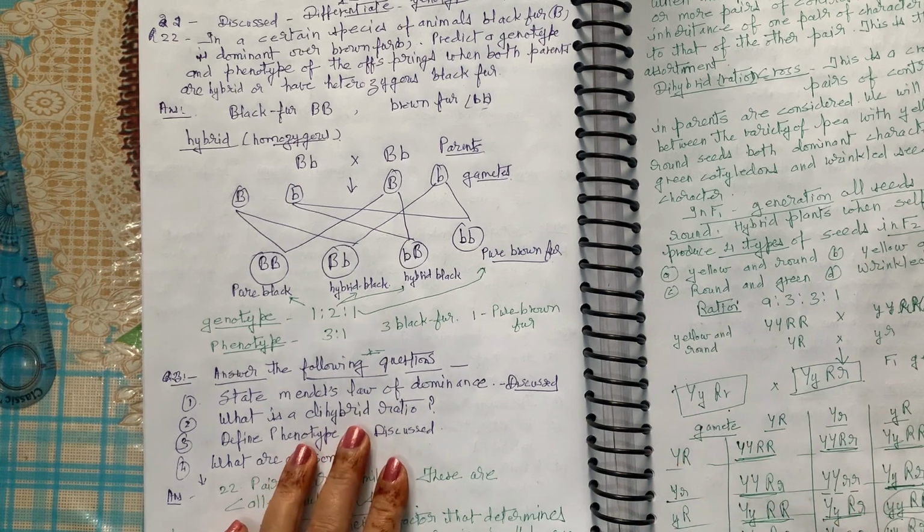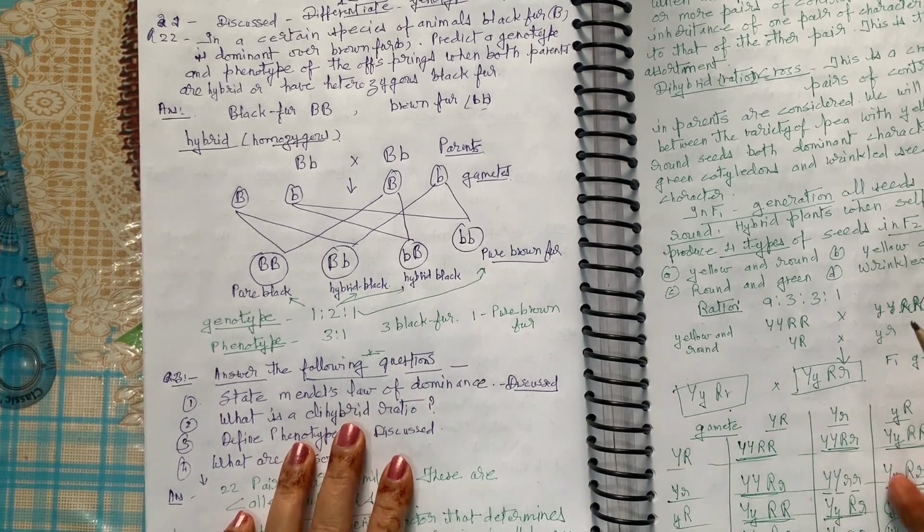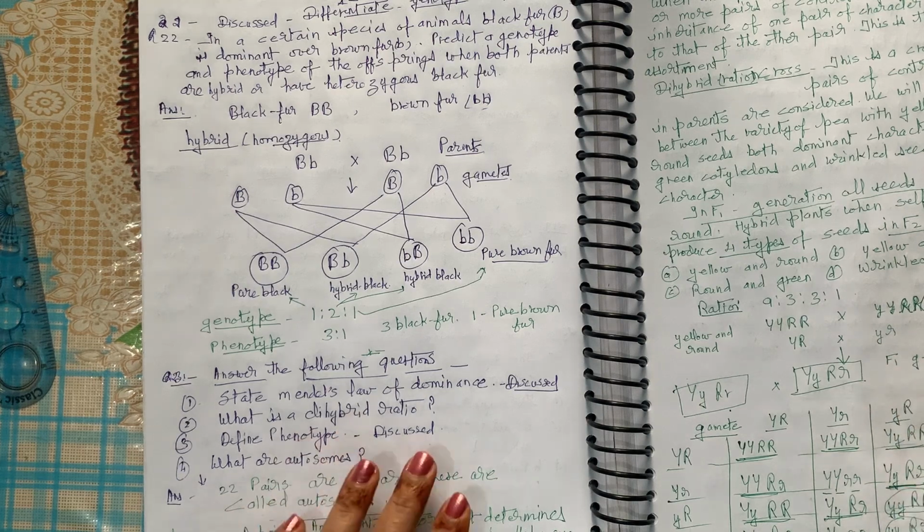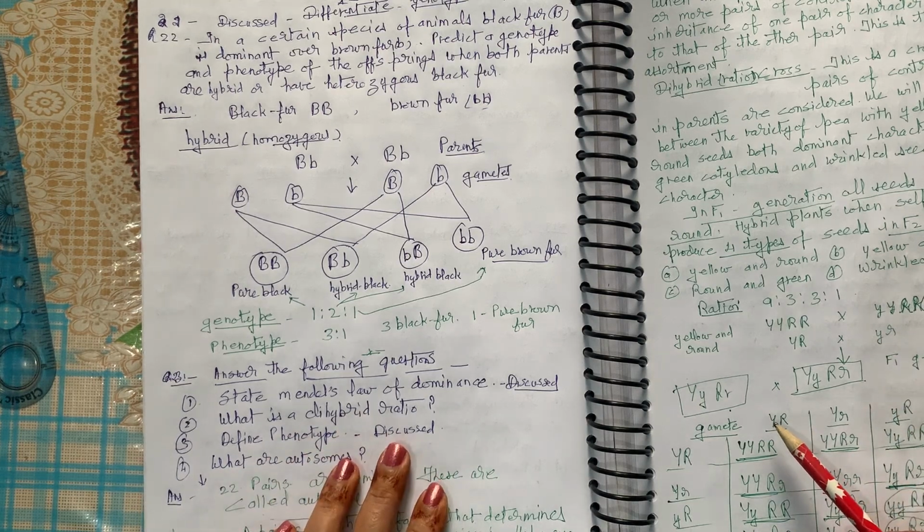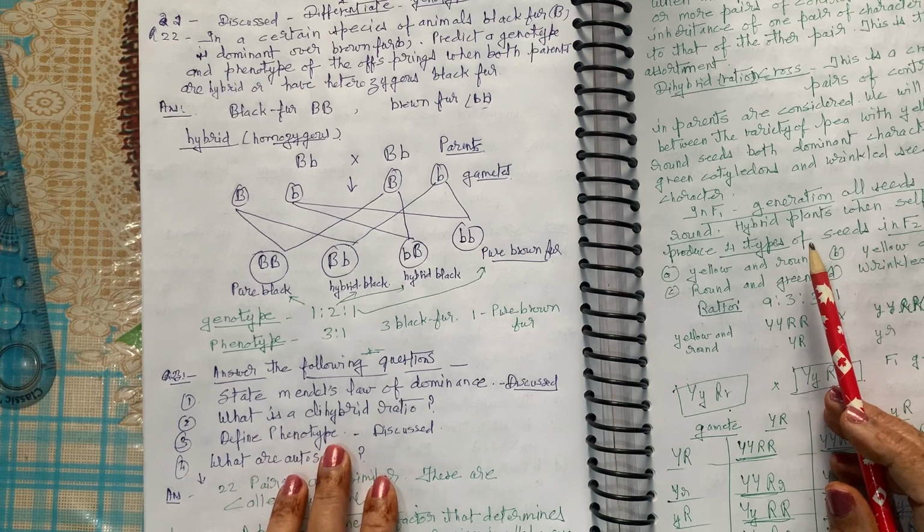Law: the character that appears in the first generation is the dominant character, and the character which does not appear in that generation is known as recessive. What is a dihybrid ratio? We are discussing phenotype, which we have discussed.